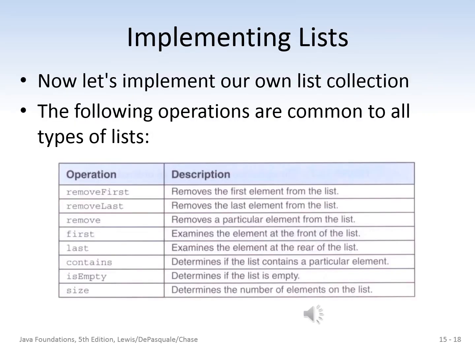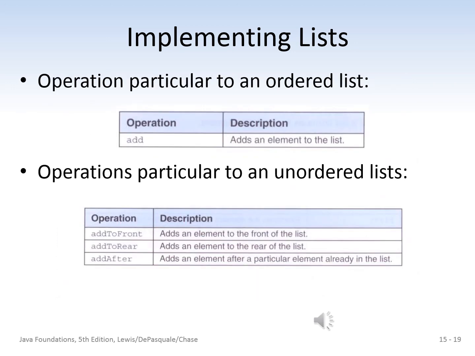Now let's implement our own list collection. These operations are common to all types of lists, so we'll have access to them. Operations that are particular to an ordered list are add, which adds an element to the list. Operations particular to an unordered list: add to front, add to rear, add after, and you can guess how those work.